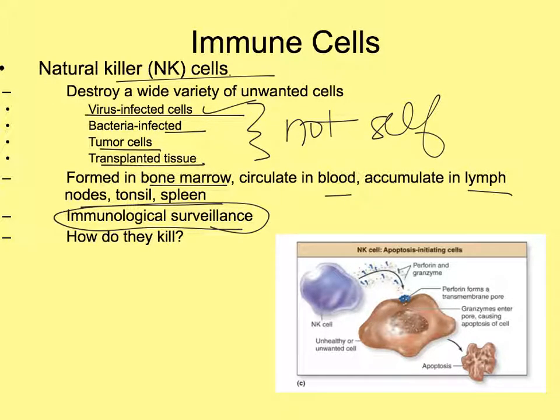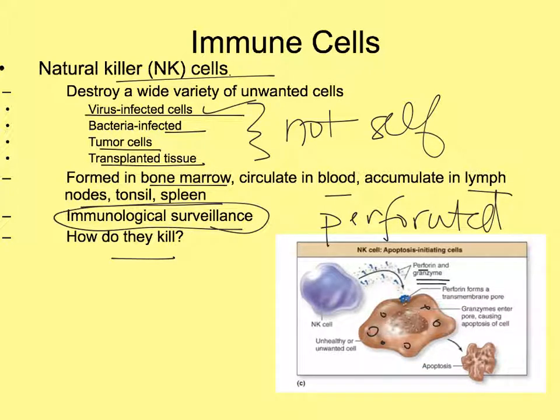Now, the way that they kill is pretty slick. They insert a protein called perforin. If you think about perforated paper, it's going to put holes into the unwanted cell. Then it also inserts an enzyme called granzyme, and this causes the cell to break down and die through apoptosis, which is programmed cell death.